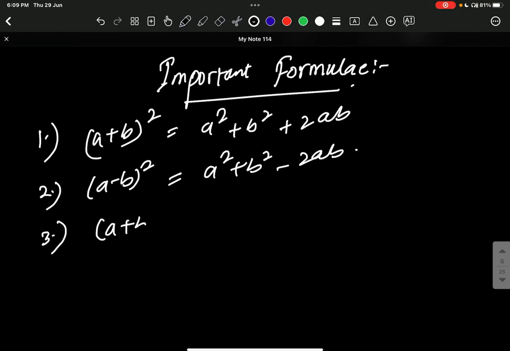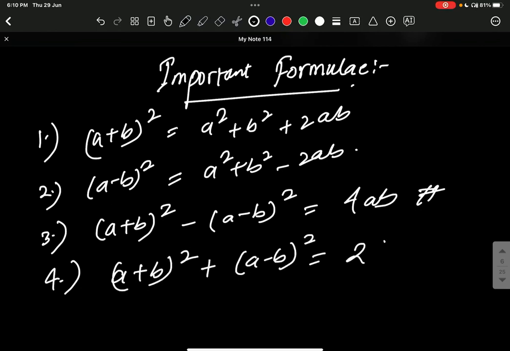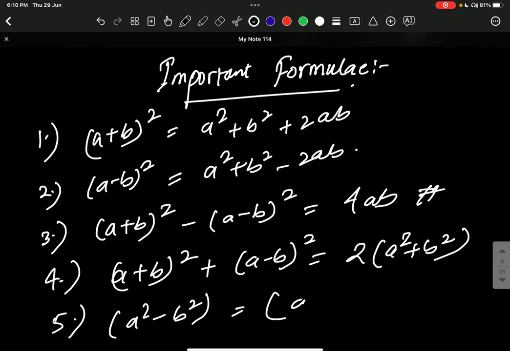What is a plus b whole square minus a minus b whole square? That is 4ab. Now you can calculate this one by yourself also, and I think you will be able to do it. Then what is a plus b whole square plus a minus b whole square? That is twice of a square plus b square. Then a square minus b square is a minus b, a plus b, class.